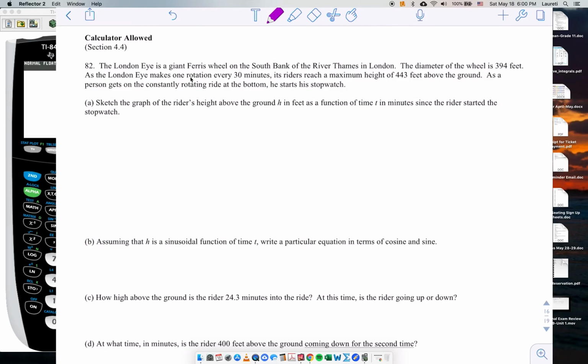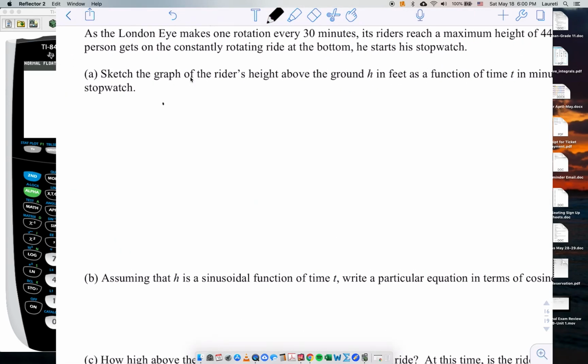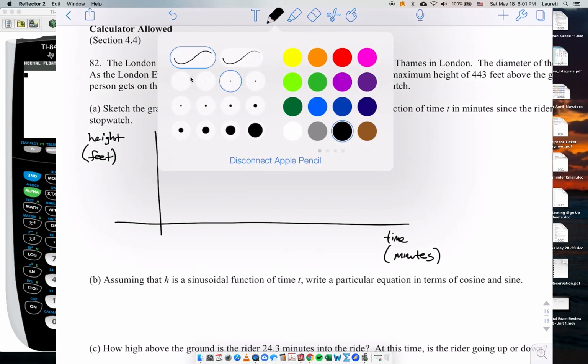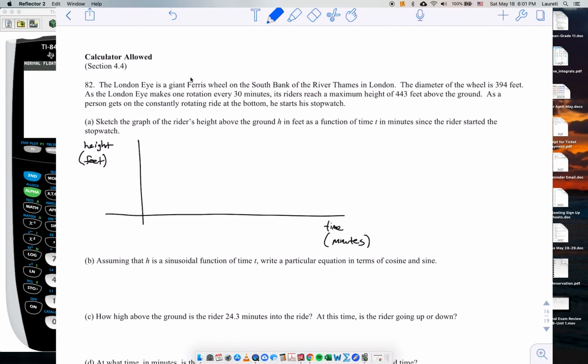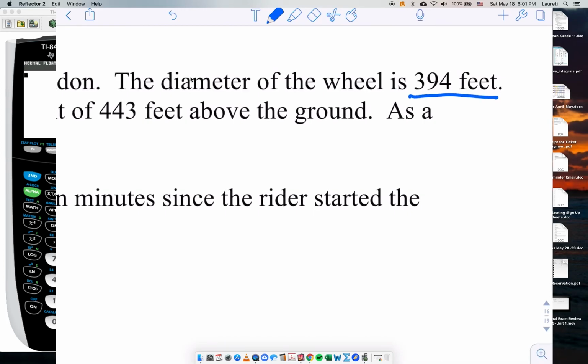Okay. So, I'm going to draw our graph here. So this is going to be time in minutes. And then this is going to be height in feet, right? Now, it tells me that the diameter is 394 feet.